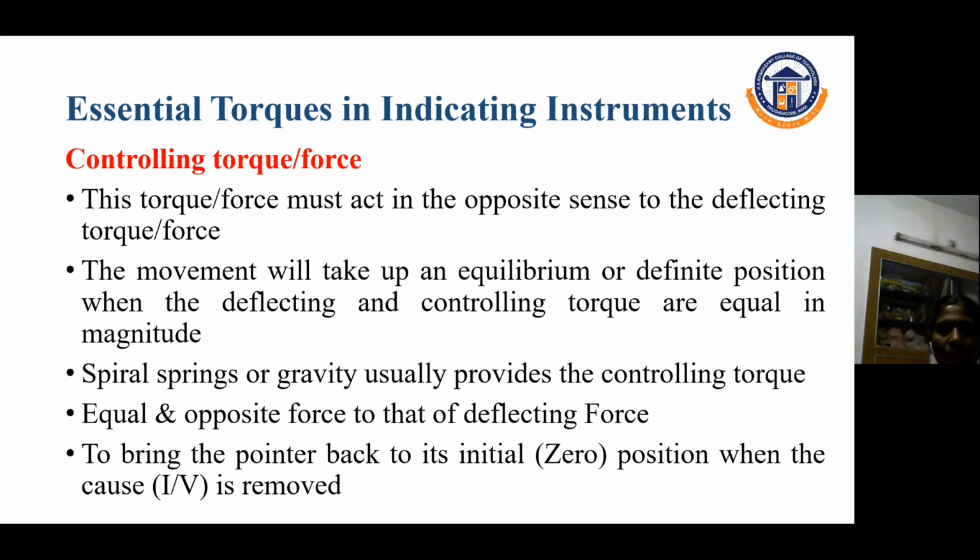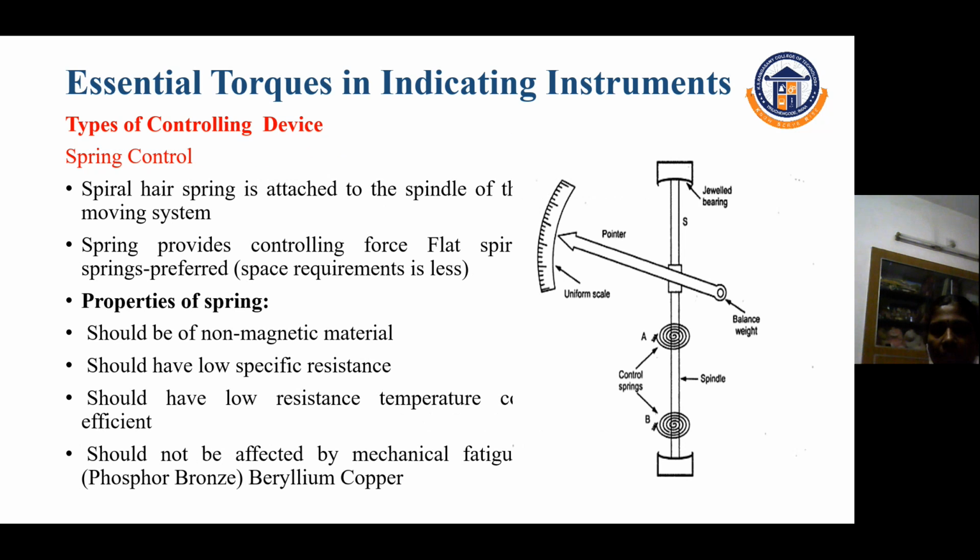So these are the types of controlling devices. Number one is spring. Here we are using a spring on the pointer. This is a spiral spring and another spiral spring. So two springs are connected to give the controlling torque to the instrument. The spiral spring is attached to the spindle of the moving system, and this spring provides the controlling torque. It is preferred, and the space requirement is less. It requires very little space.